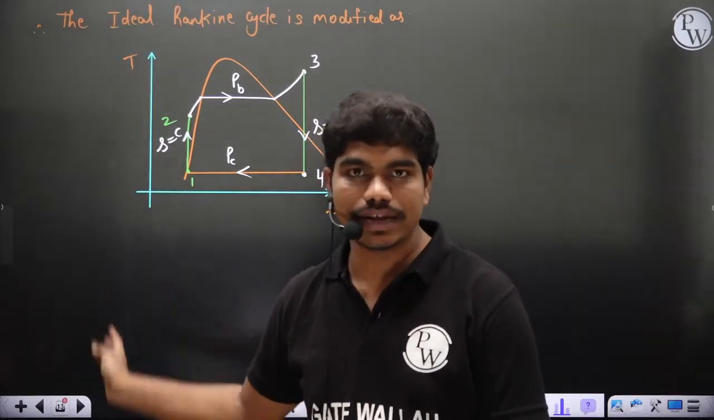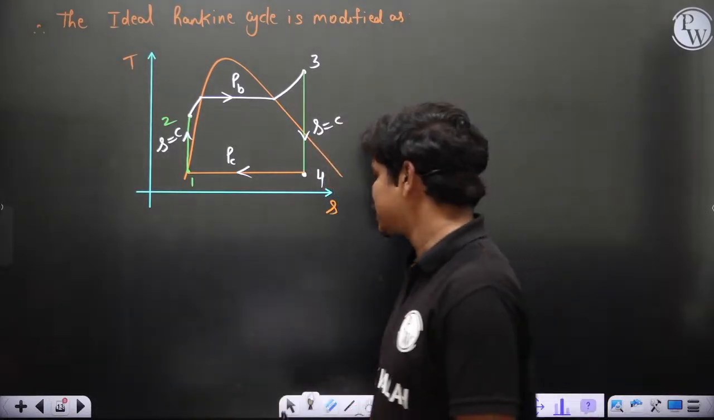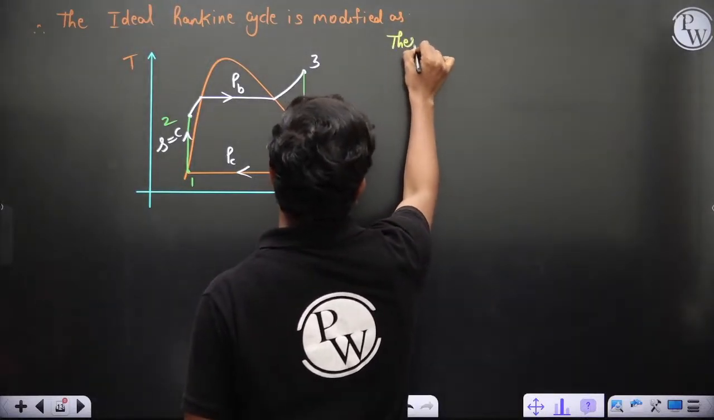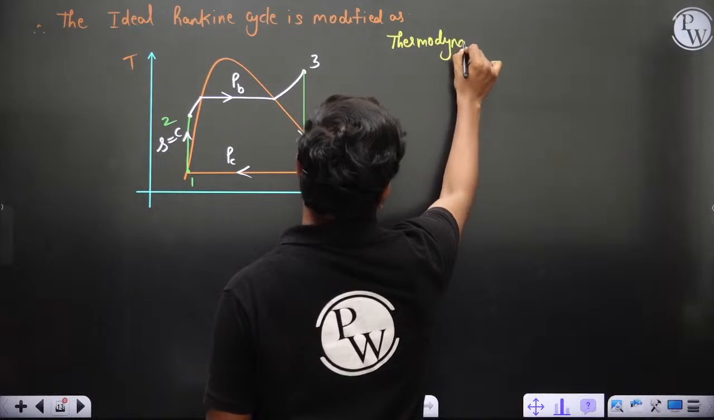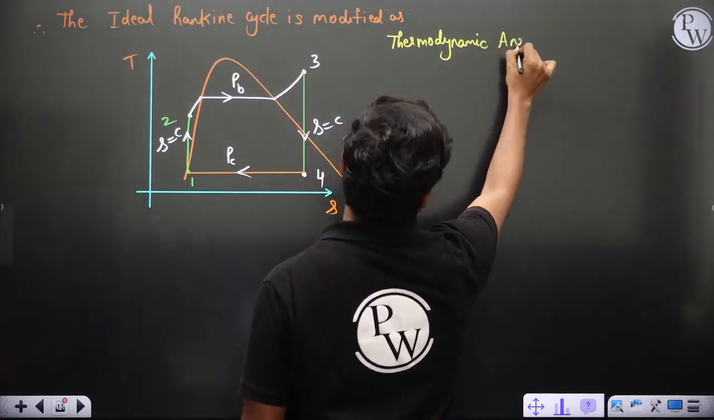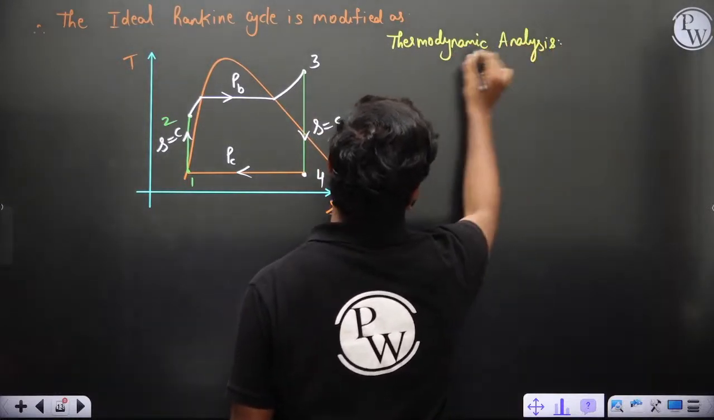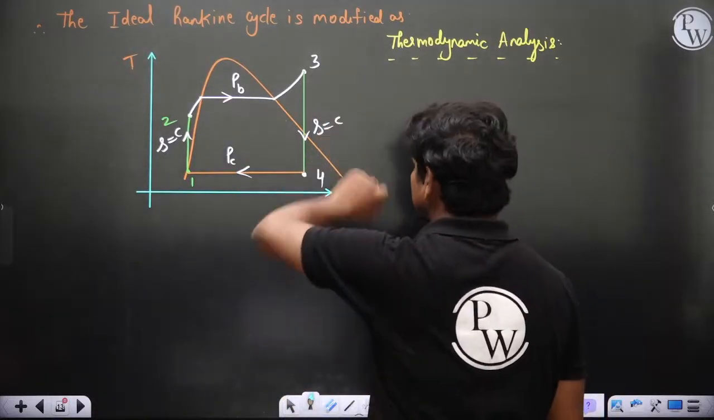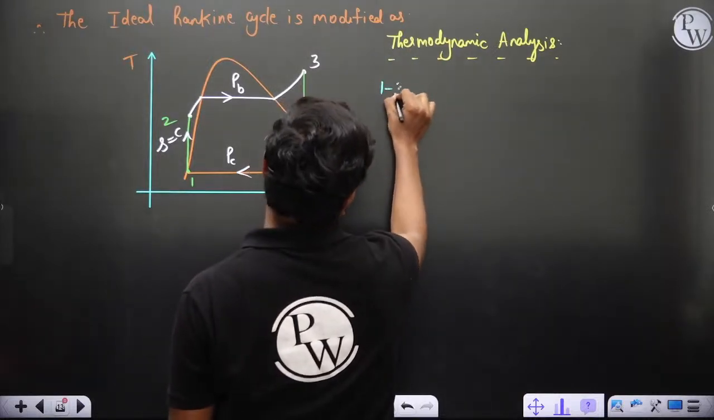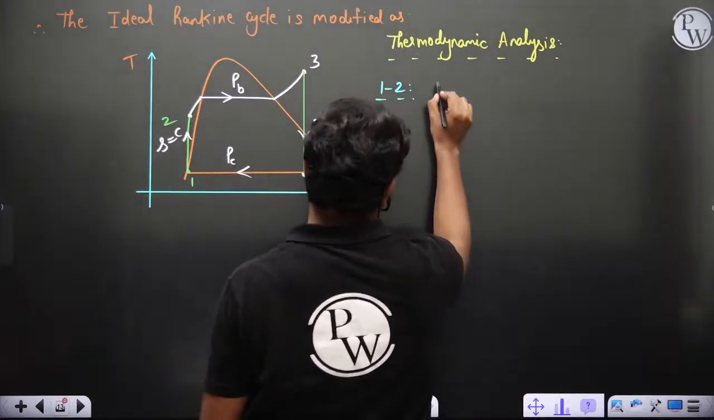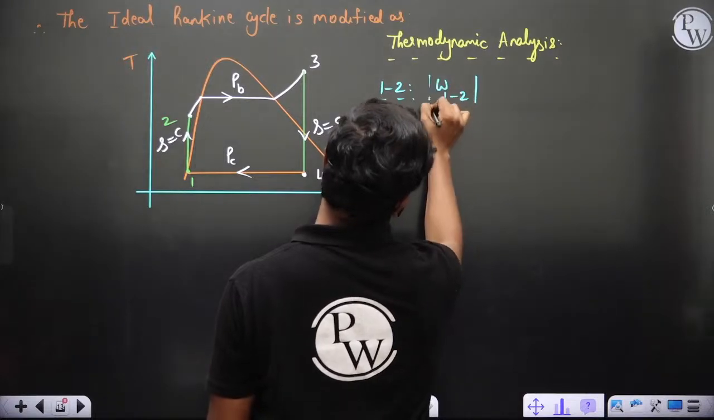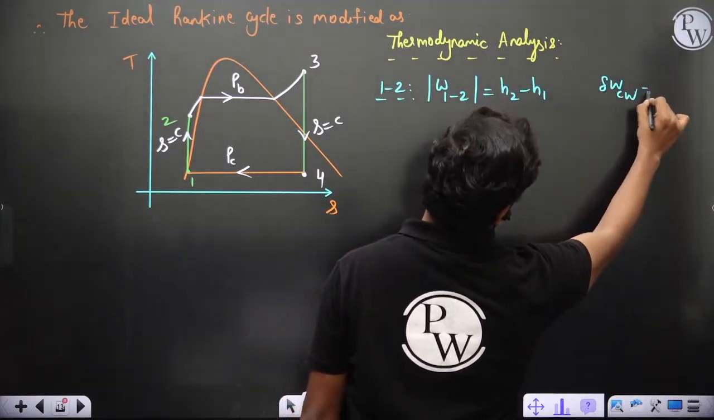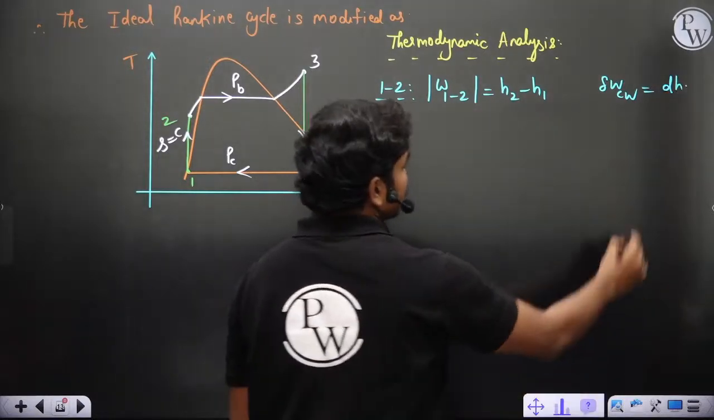Now let us start the thermodynamic analysis. Clearly this is a constant pressure process, so let us write 1 to 2. In this isentropic process, W1-2, if you take magnitude, this is nothing but H2 minus H1, because del W of the control volume is equal to minus dH finally.